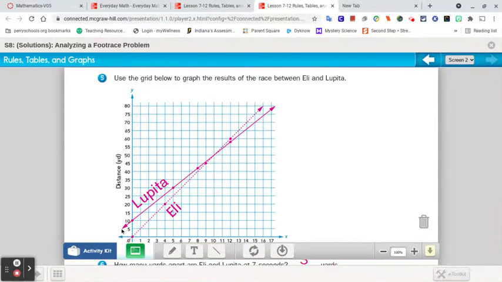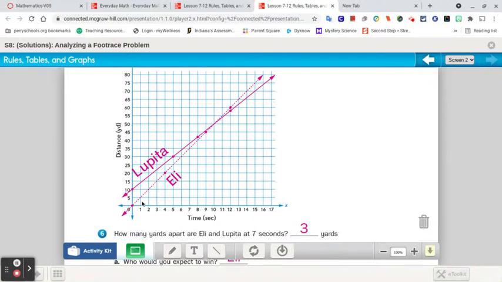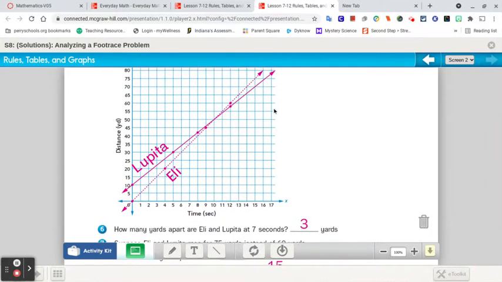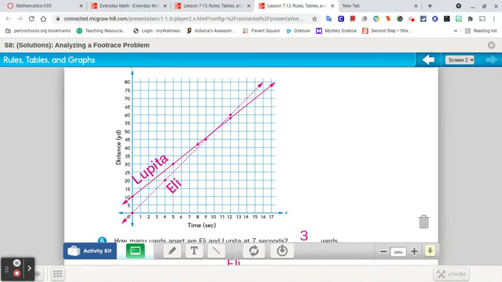So Lupita is this solid line right here. You can tell she's leading most of the time, and then here at that 10-second mark, they're right even, and then Eli pulls ahead. Eli is this dotted line, okay? That way you can check your graph.